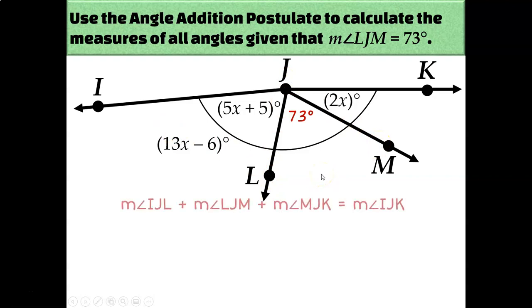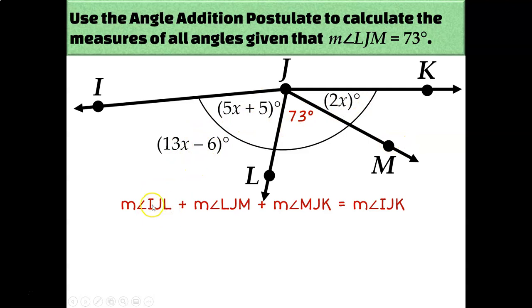Alright, my angle addition postulate would tell me that the measure of angle IJL plus the measure of angle LJM plus the measure of angle MJK would be equal to this whole big angle IJK. So let's plug in each of these expressions.